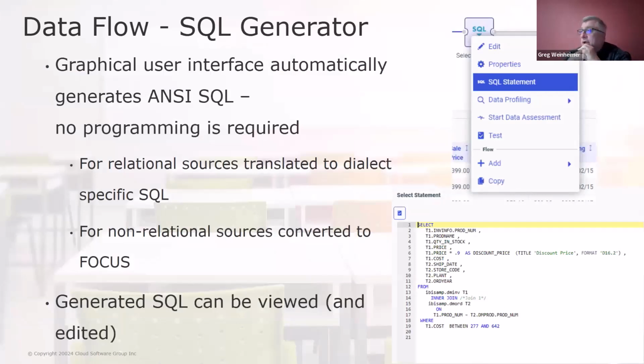SQL generator. So in the background, while you're doing all this stuff, selecting your fields, creating your aggregation, creating your filters, Data Migrator is generating SQL. Like it says, the interface automatically generates ANSI SQL. For relational sources, that gets translated to dialect specific SQL. And for non-relational sources, it's converted to focus. You can view that by going to the SQL object and just saying SQL statement. You do that, and it's going to show you the SQL that was generated.